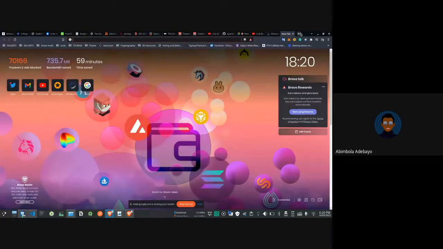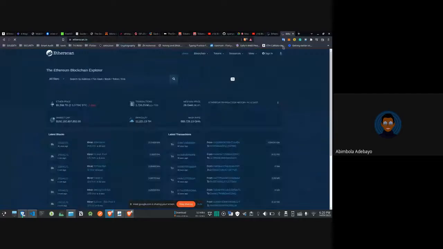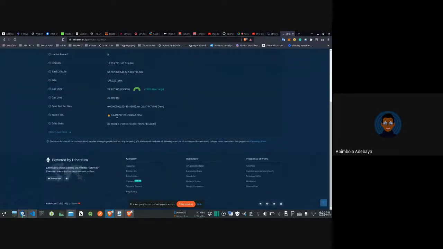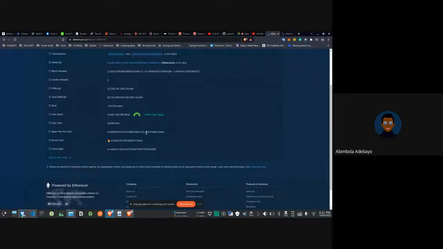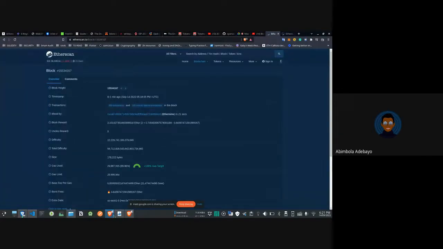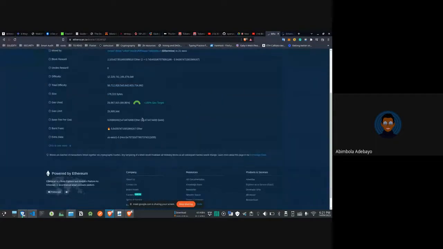Just like I explained earlier, each block has its own base fee per gas. Let me just look for any other one. So looking at this, the base fee per gas for this one is 21.47498. Okay, it's almost similar, but that's basically how it works. So now that's how it works in real life, how you are going to see it on Etherscan.